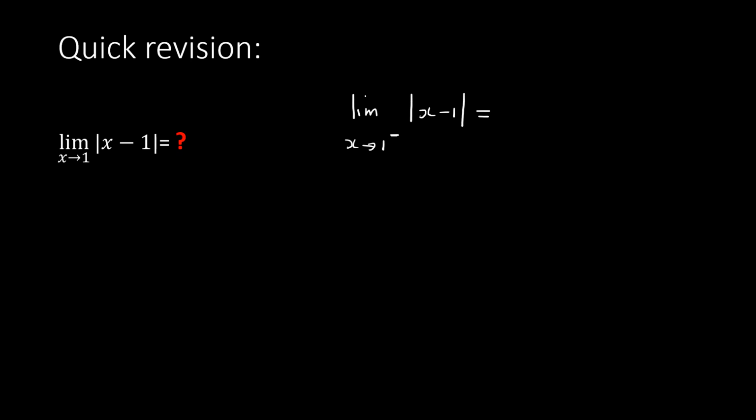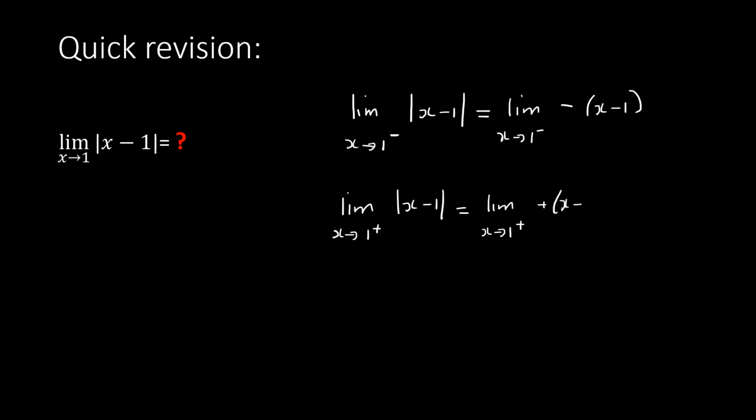But I'll show you quick. I'll get back to that. So you're going to change that absolute number to negative x minus 1 like that. But if they said x approaches 1 from the positive side, now you're going to change that to positive. This will be positive x minus 1.